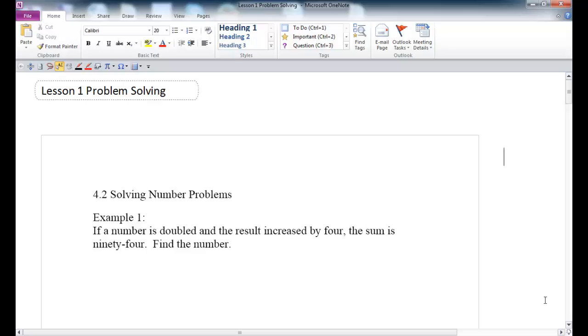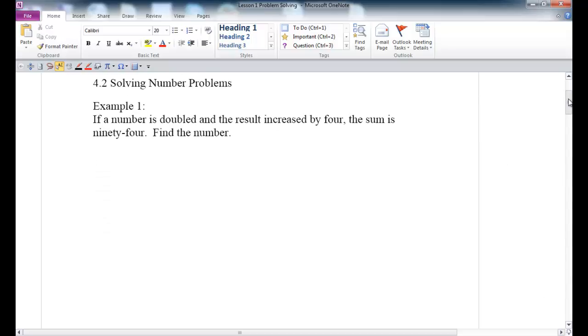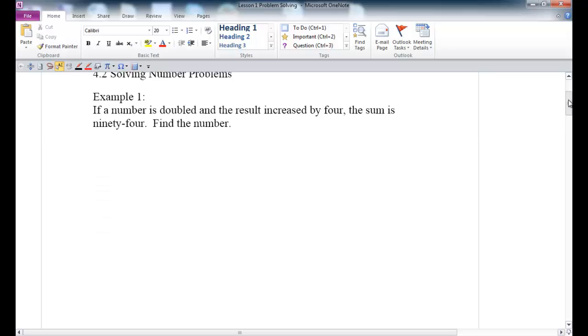Very creative, eh? In example 1 here, it's quite clear. The question says, find the number, after giving us a bunch of information about that number. We have to translate this information into an algebraic equation, and then we have to solve it. Let's look at this one. If a number is doubled, and the result increased by 4, the sum is 94. We have to find that number.